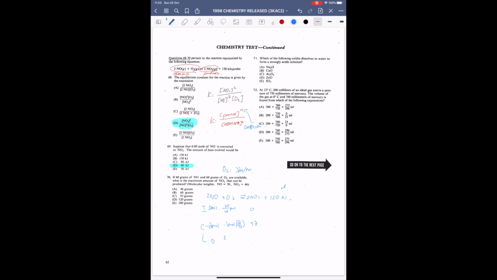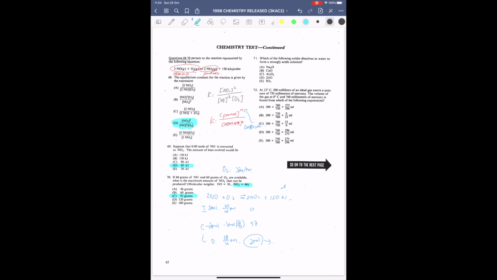I believe that should be 28 over 32 mole remaining. So basically the O2 is the excess reactant. 2 moles. Now we know that 2 moles of NO2, or nitrogen dioxide, can be produced by 2 moles of nitric oxide, so that should be B, or rather 46 times 2, because NO2 has a molar mass of 46. 46 times 2 is 92.